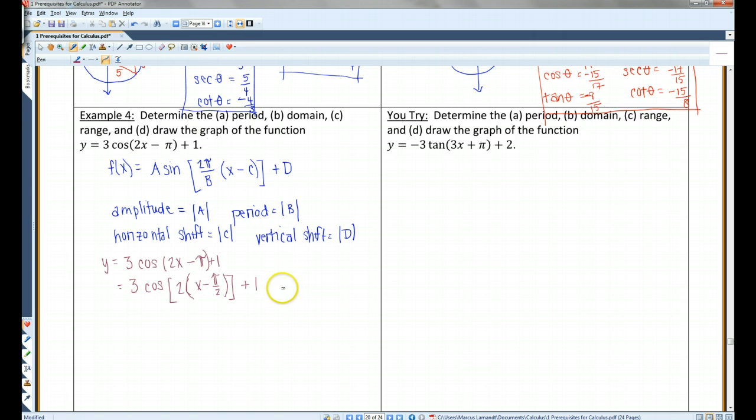So A, the period, is determined by B. If 2 pi over B equals 2, multiply both sides by B. Two pi equals 2B. B equals pi. So the period is pi.